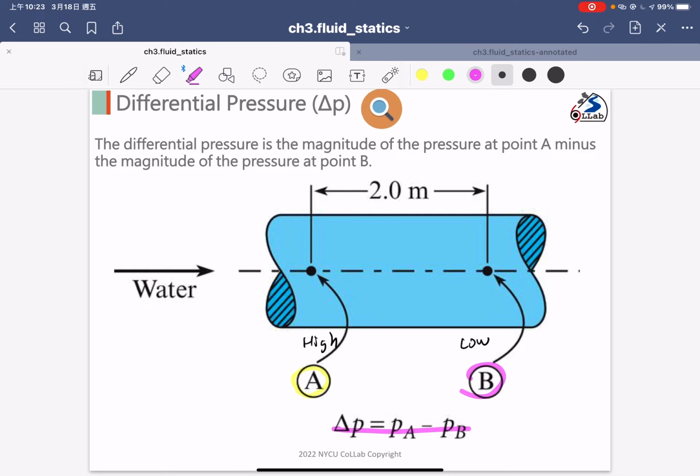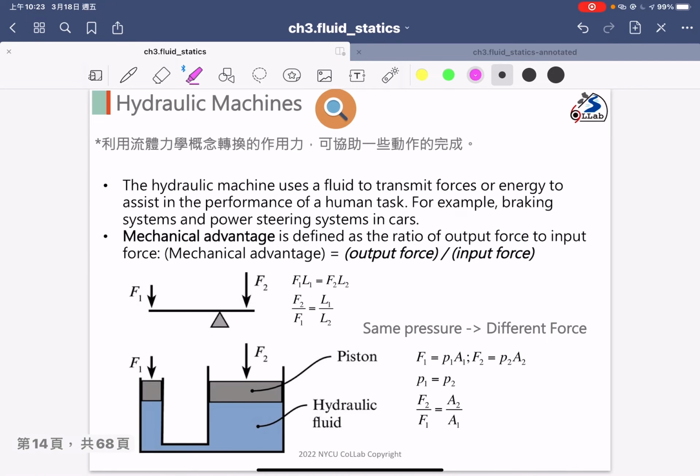So that's just the basic idea. If we have a pressure difference, the fluid will start to flow. If there is no pressure difference, the fluid will stay there. And then this is a very important idea, as I introduced before: the mechanical advantage, and we usually call that the hydraulic machine. You see the bottom figure showing here.